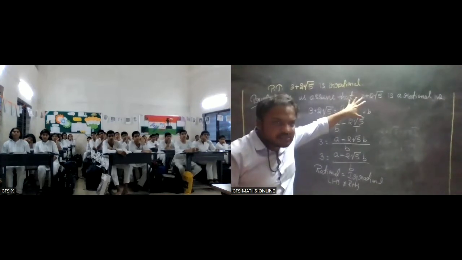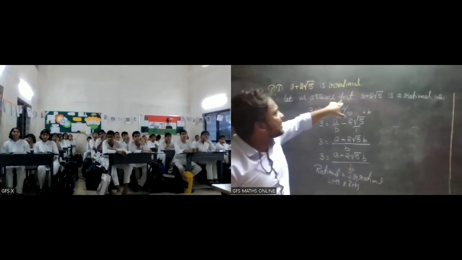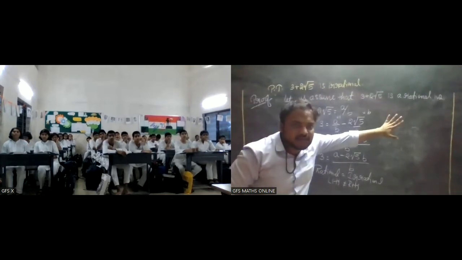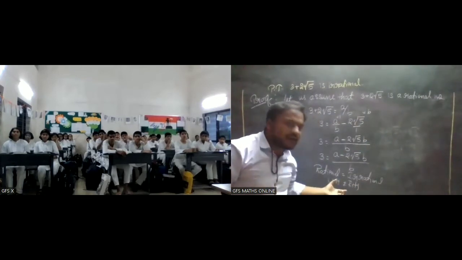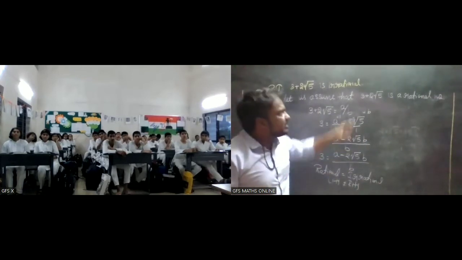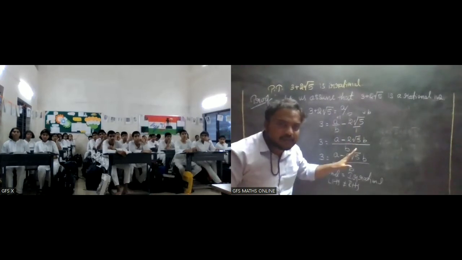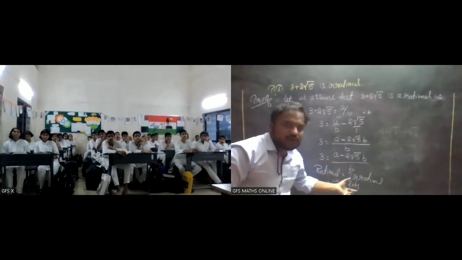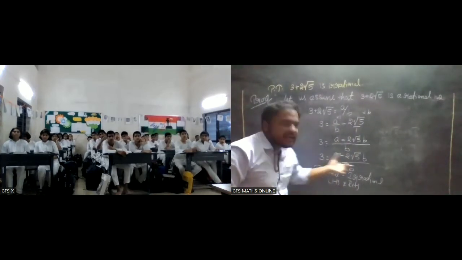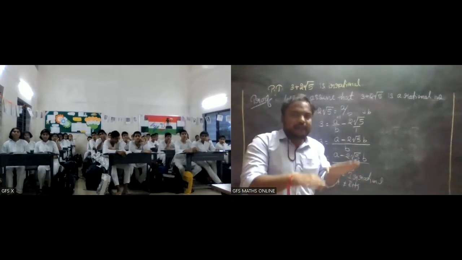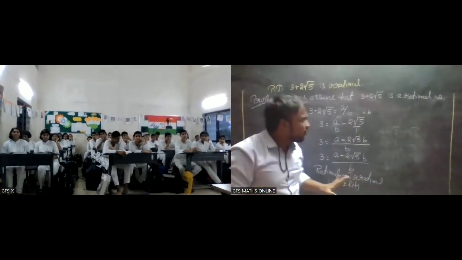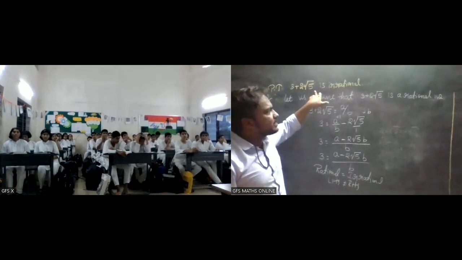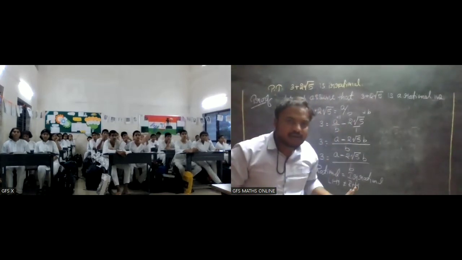In the first step, we assumed that 3 plus 2 root 5 is a rational number. But at the end of the example, we came to know that this number is not a rational number, because LHS is not equal to RHS. The LHS is rational, but the RHS is irrational. It is imbalanced. Therefore, the given number is an irrational number.